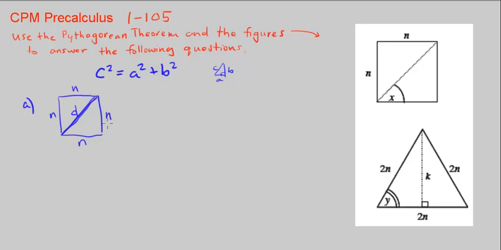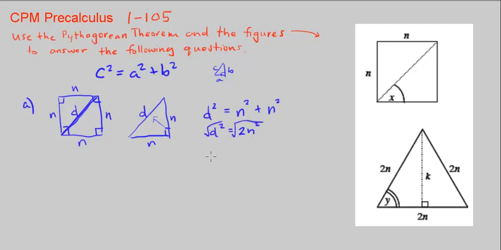Well, using the Pythagorean theorem, we know that since it's a square, all these angles are 90 degrees. And we could use the Pythagorean theorem. Let's cut this square and just look at this side. So we cut it at the diagonal, and we can see here that's a right triangle. And using the Pythagorean theorem, we have d squared, which is our hypotenuse, is equal to the square of n plus the square of n. So combining like terms, we have 2n squared is equal to d squared.